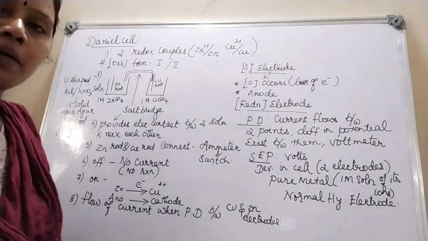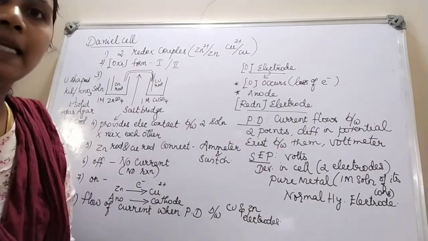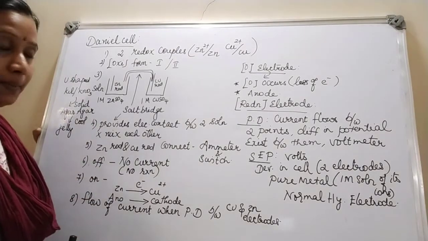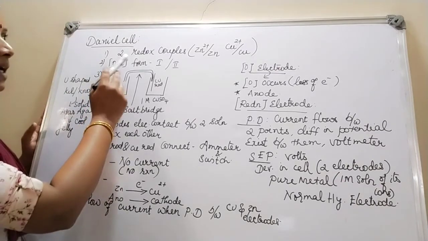So children, we have seen about the redox couples, then we saw what is electrochemical reaction. Next is moving to Daniell cell, an important question from the chapter. So Daniell cell contains two redox couples.